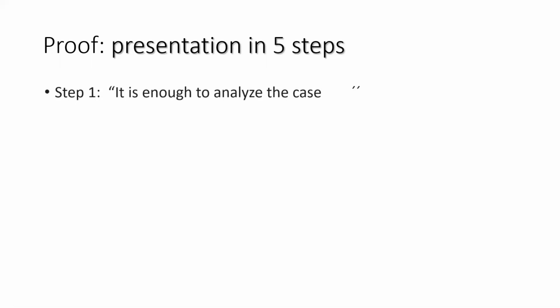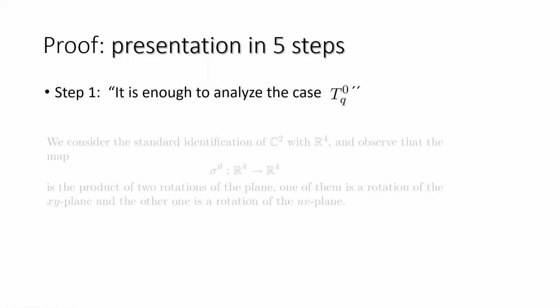First step, it is enough to analyze the case of TQ0. That means the torus of genus Q minus one, but when you consider theta equals 0, which means that this is the real part of the inverse image of 0, as I pointed out before, FQ. Why could we do that?